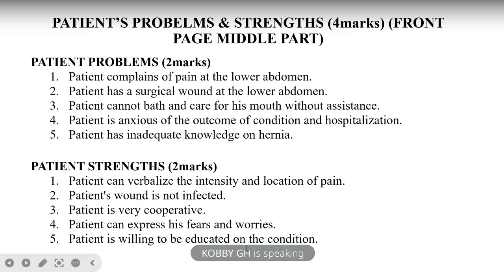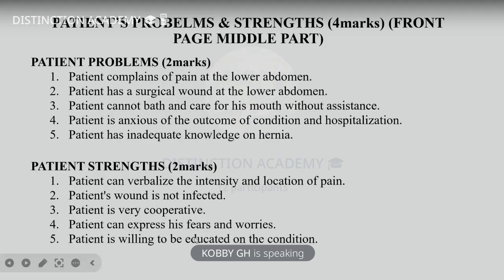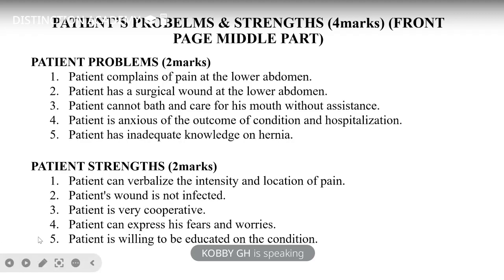Patient is willing to be educated on the causes of hypertension. Patient is willing to be educated on hypertension. Patient is willing to be educated on stroke. Patient is willing to be educated on meningitis. Patient is willing to be educated on hernia. Patient is willing to be educated on appendicitis. You get it? Good. Let's go and look at it.